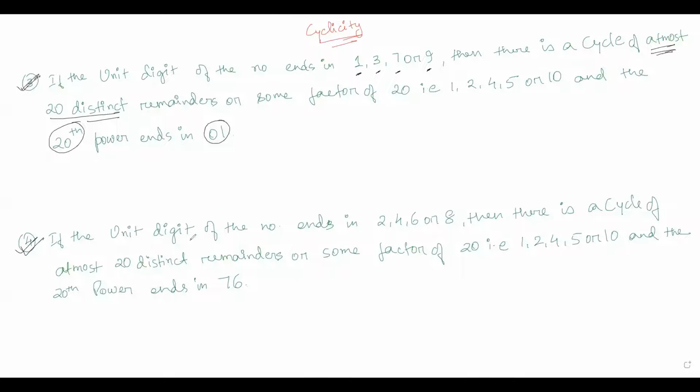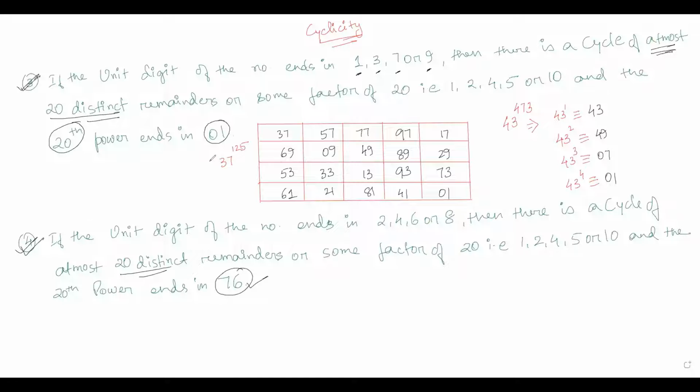In a similar way, if the unit digit of the number ends in 2, 4, 6 or 8, then there is a cycle of at most 20 distinct remainders or some factor of 20, that is 1, 2, 4, 5 or 10, and the 20th power will always end in 76.